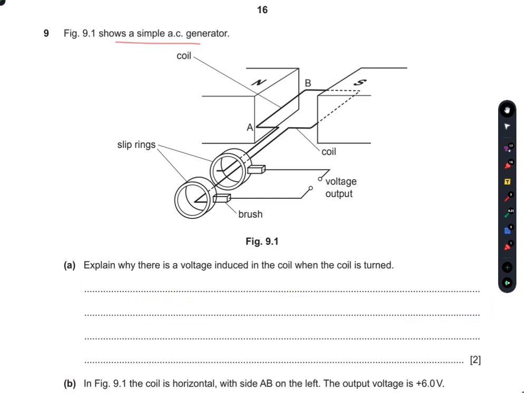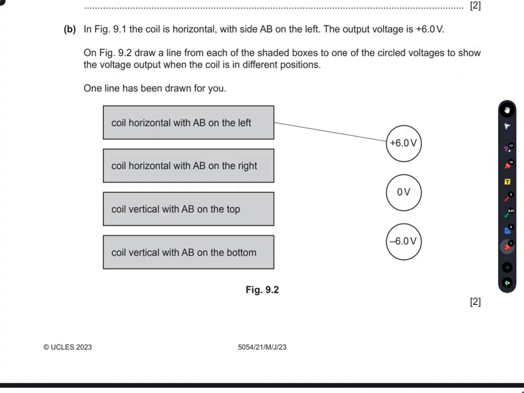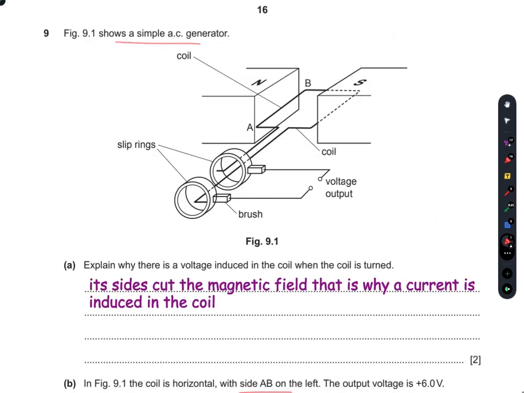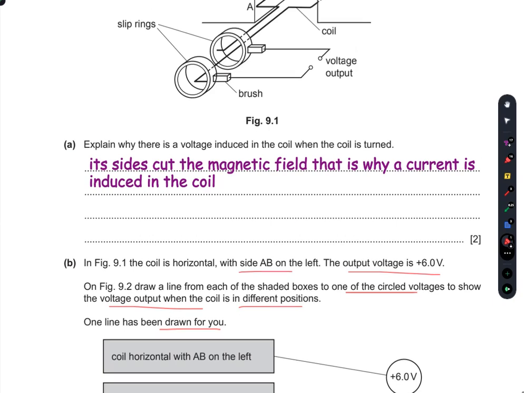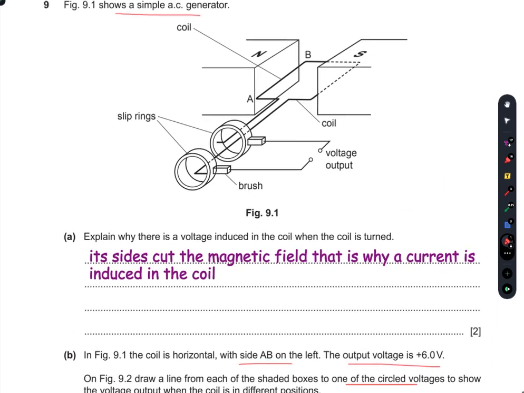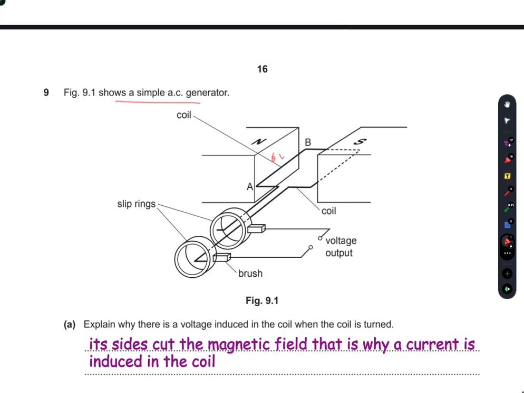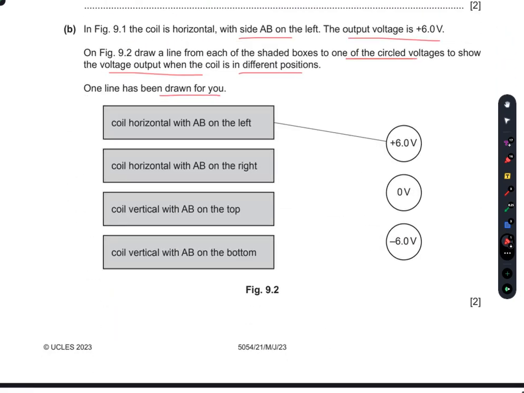So in figure 9.1, the coil is horizontal with AB side on the left. The output voltage is 6 volts. On figure 9.2, draw a line from each of the shaded boxes to one of the circled voltages to show the voltage output when the coil is in different positions. One line has been drawn for you. So when the coil is horizontal with AB on the left, the voltage is 6 volts. The voltage would be negative 6 volts when the coil reaches the other side. So coil horizontal on the right, it would be minus 6 volts.